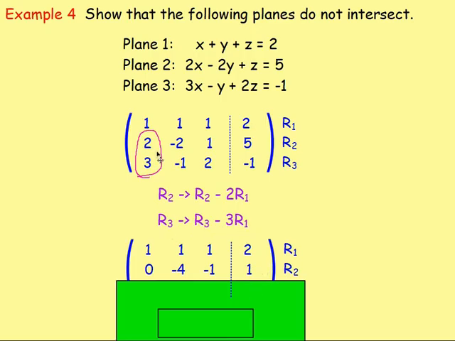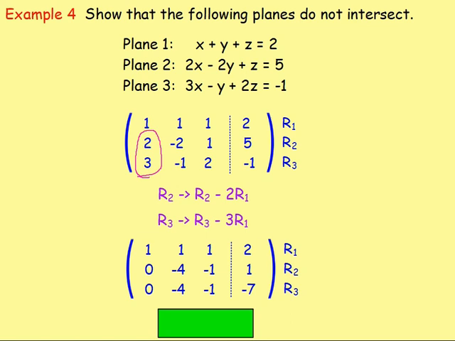Row 3 is row 3 take away 3 row 1. So doing that, you will have 3 take away 3, which is 0. You'd have negative 1 take away 3 times 1 is 3, so negative 1 take away 3 is negative 4. 2 take away 3 is negative 1, and negative 1 take away 6, if you triple that, so you'd have negative 7. So we've got the 0 here and the 0 here.